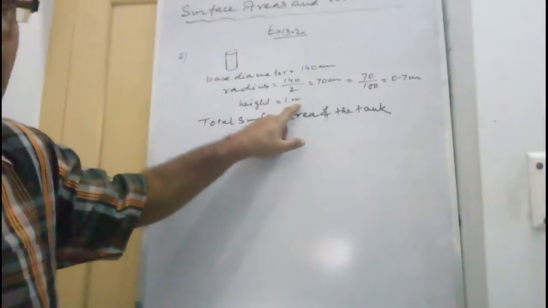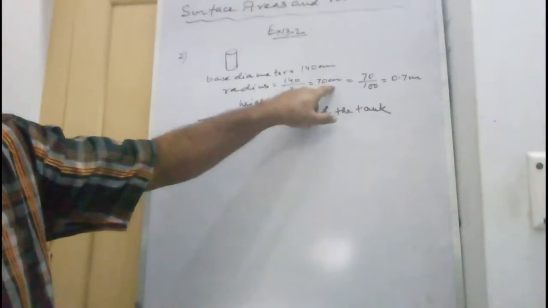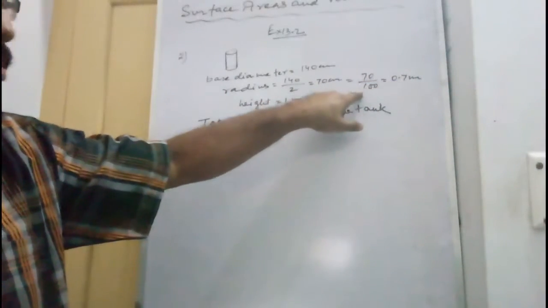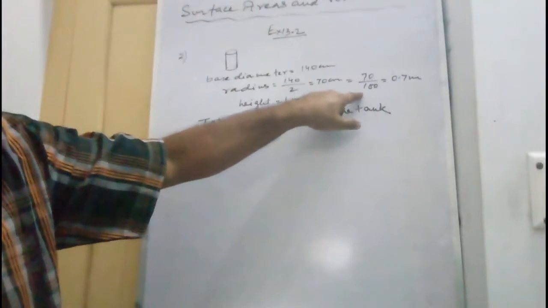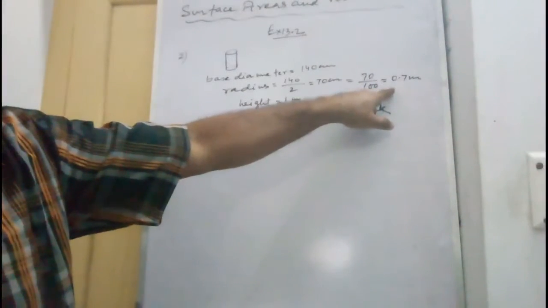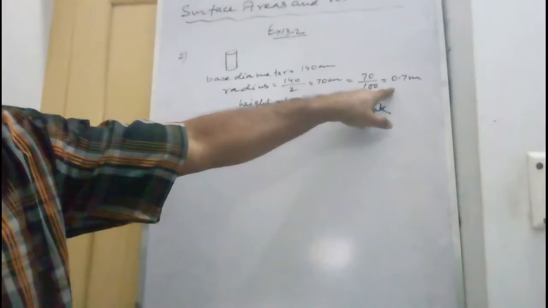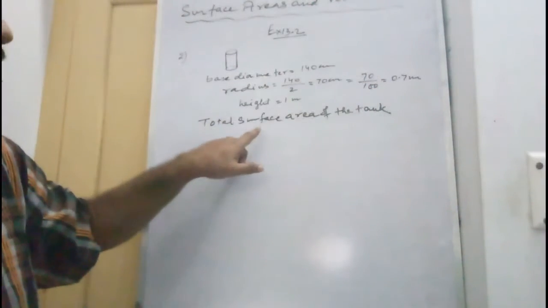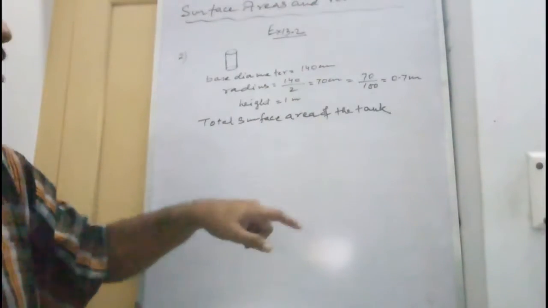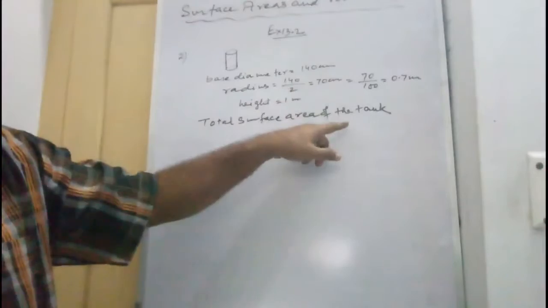Now height is given in meter, so change the centimeter into meter. That's why divide by 100, which is equal to 0.7. Now you have to find the total surface area of the tank, that is the cylindrical tank.